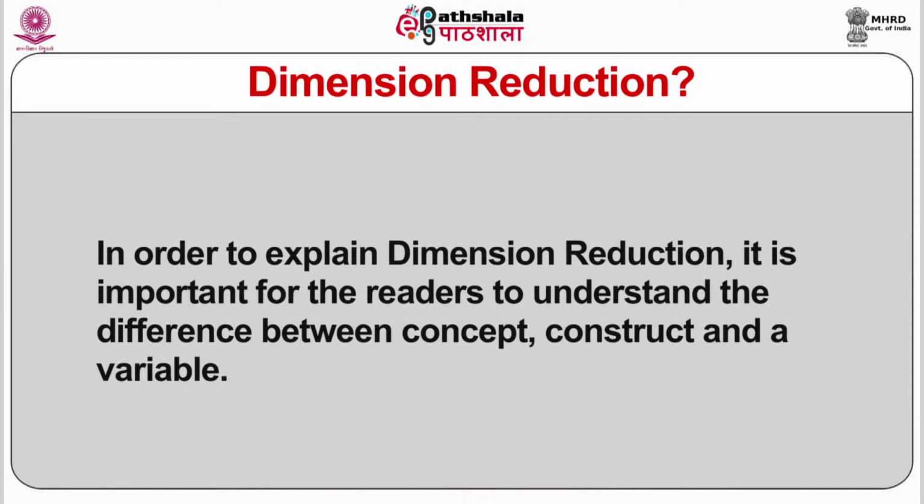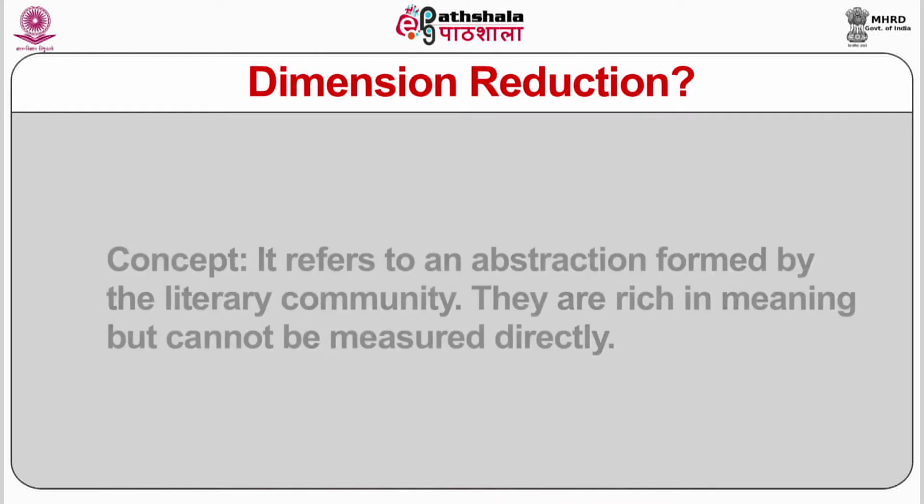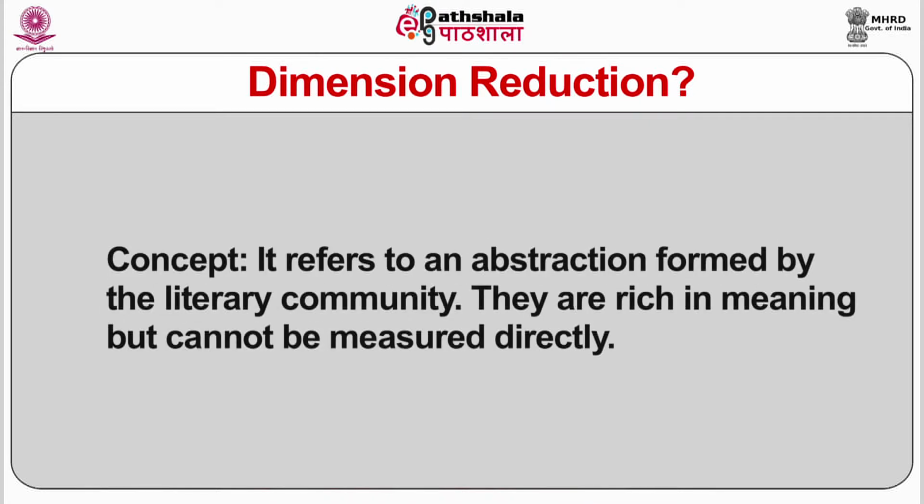In order to explain the dimension reduction, it is important for the readers to understand the difference between the concept, construct, and a variable. This difference will highlight what is being measured and how. First of all, the concept. It refers to an abstraction formed by the literary community. They are rich in meaning but cannot be measured directly.